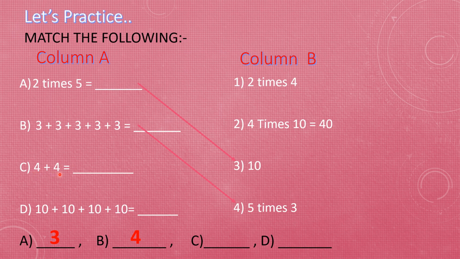Now next is 4 plus 4 is equal to dash. Let's see the first one. Yes, 2 times 4. This matches with this. So in the C dash we are going to write 1. Now in the D part we are adding 10. 10 plus 10 plus 10, 4 times. So the second option in the B column suits best. So here in this dash, the marked as D, we are going to write 2.